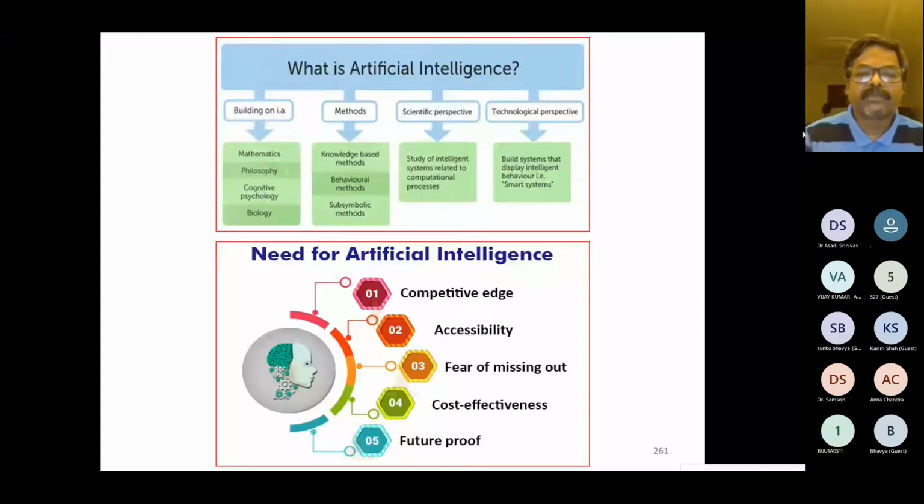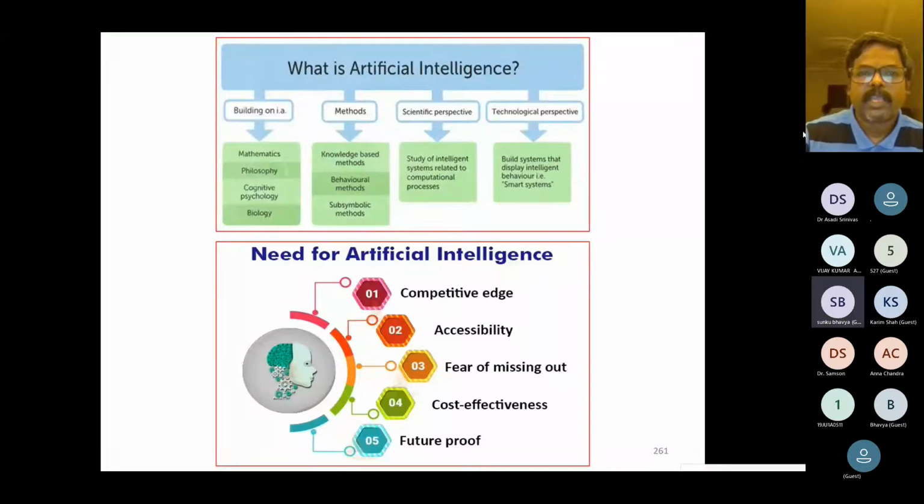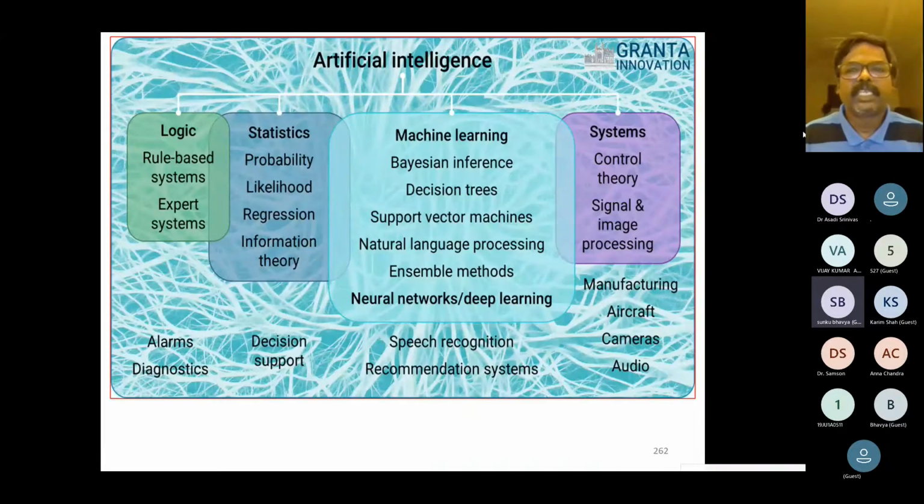What is the need for artificial intelligence? For the need of competitive edge, for the need of accessibility, for the need of fear of missing out, for the need of cost effectiveness, for the need of future proofing. This is the need for artificial intelligence.